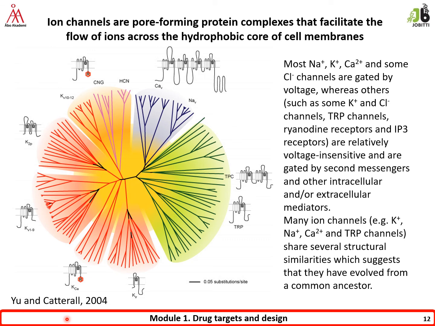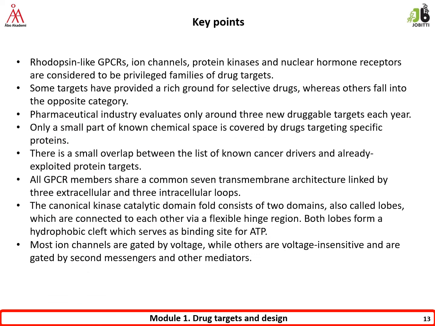It should be mentioned that ion channel modulators are an extremely successful drug class, second only to drugs targeting GPCRs. To sum up, let us recall some of the key points of this lecture. First, rhodopsin-like GPCRs, ion channels, protein kinases, and nuclear hormone receptors are considered to be privileged families of drug targets.